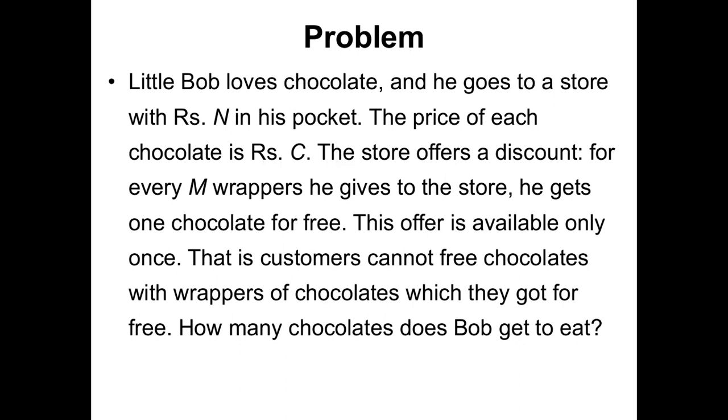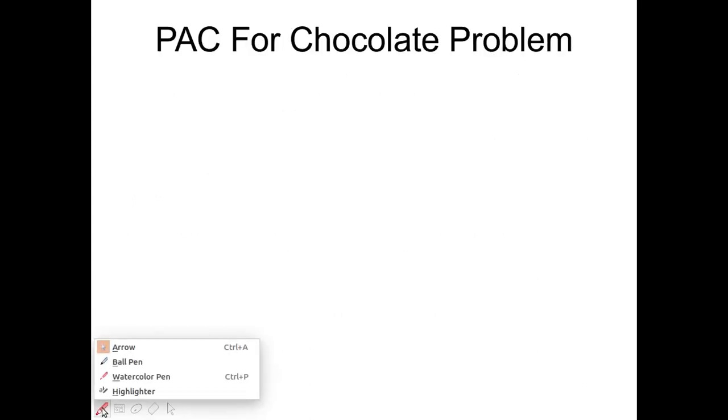Now actually this entire video will be problem based. We will try to solve this problem, and by solving it you will understand certain concepts, right? So consider this problem. Little Bob, a small boy, loves chocolates and he goes to a store with rupees n in his pocket. He has some money in his pocket and the price of each chocolate is C.